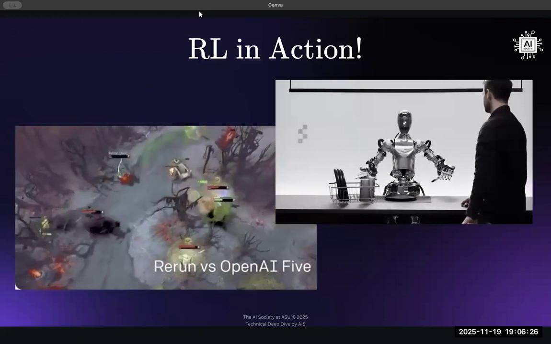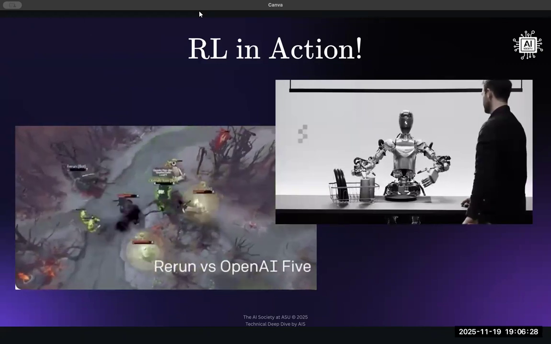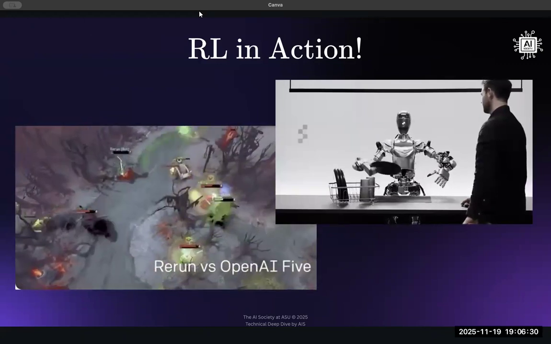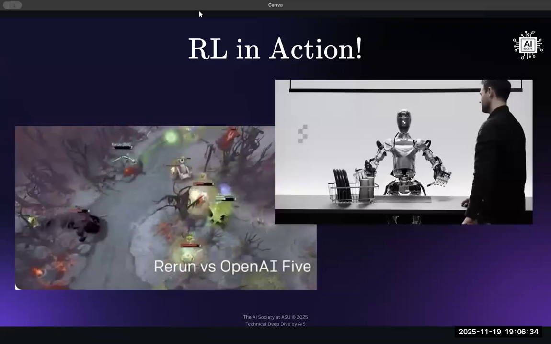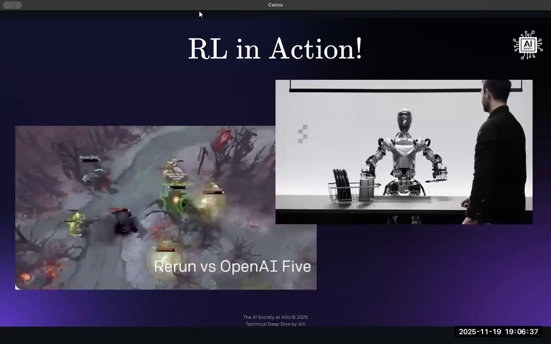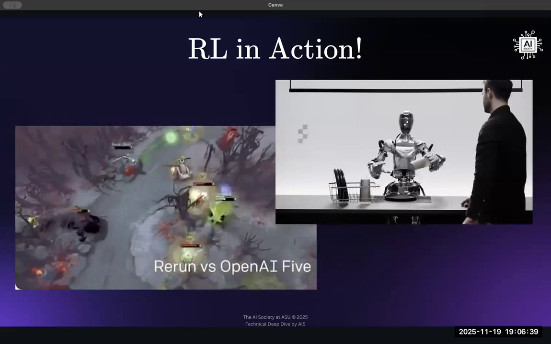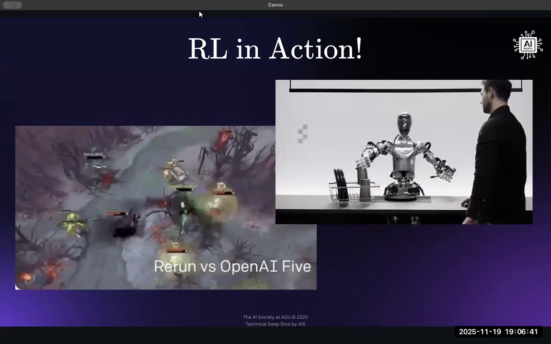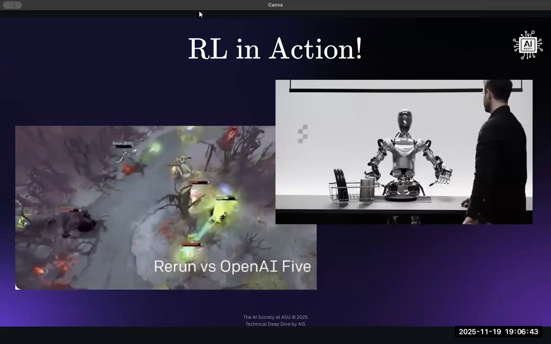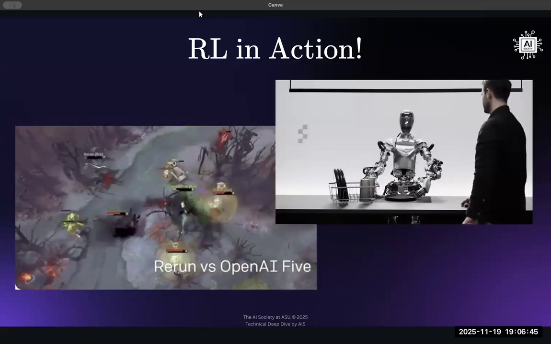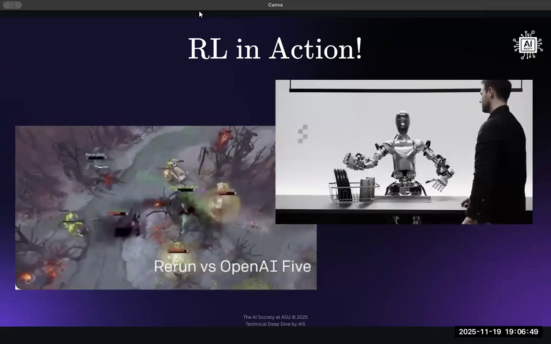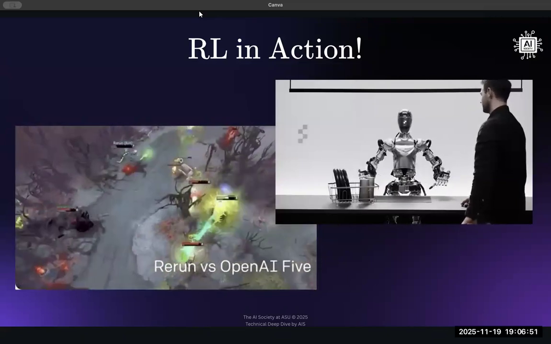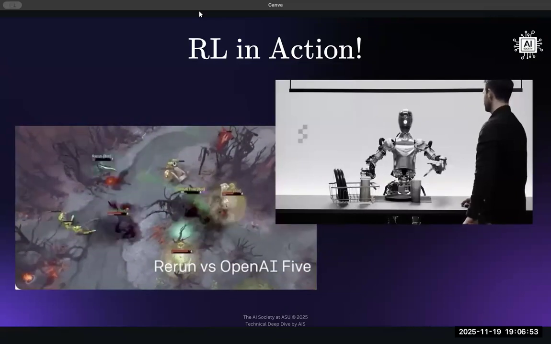What can it achieve? In this case, one very nice example is OpenAI Five when it played the game Dota 2. It was able to play against a professional team, and I believe it won against them. And then there's also Figure AI using reinforcement learning to have this robot operate on its own. And of course, it needs to be trained on so much data for this.